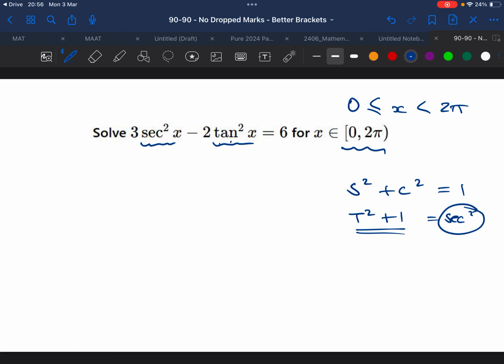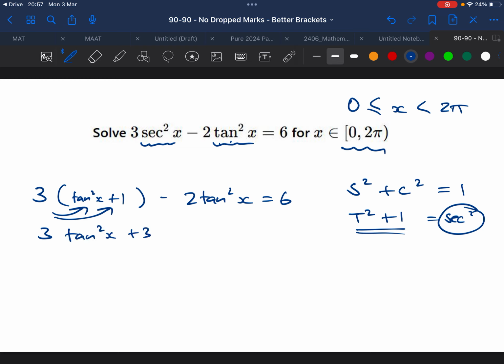So let's have a go with that one now. I'm going to change sec squared to tan squared plus 1. So I'm going to write out my equation again. I'm leaving this gap here because there's no way I'm going to figure this. So sec squared, so this must be tan squared x plus 1. And now let's tidy it up a little bit. Let's expand that out. 3 tan squared x plus 3 minus 2 tan squared x equals 6. Now, normally with a quadratic, you want to get everything on the same side, but this doesn't seem to have a middle term. So let's just simplify these bits first and see what happens.